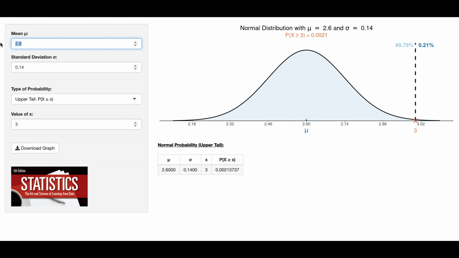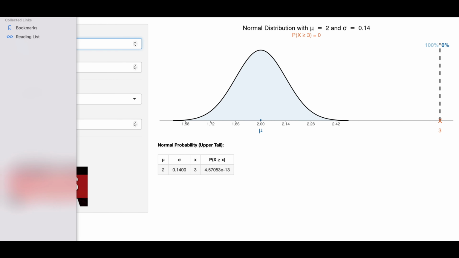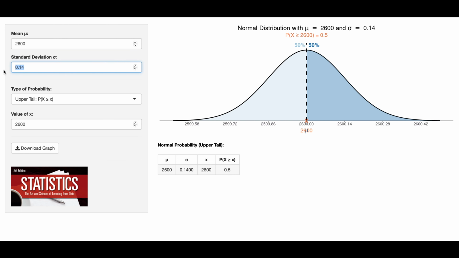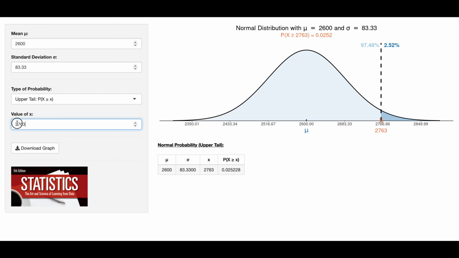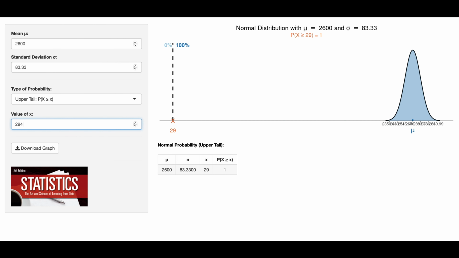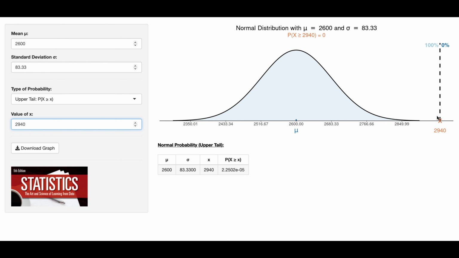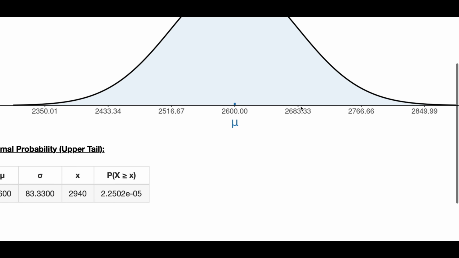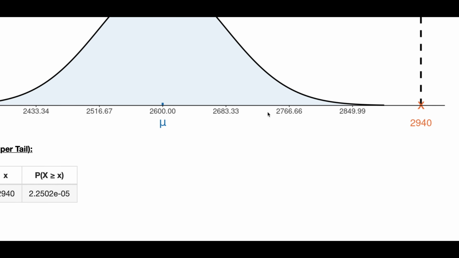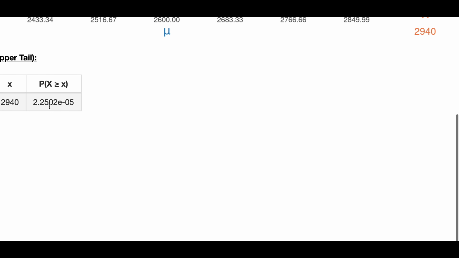I'm going to go here. We're going to type in 2,600, $83.33 as the standard deviation, upper, 2,940. You can see that's way off the charts. $2,940 is way off the charts, so anything past the second standard deviation is unusual. So that should have been a clue. But the probability here is basically so small that, yes, it would be unusual.